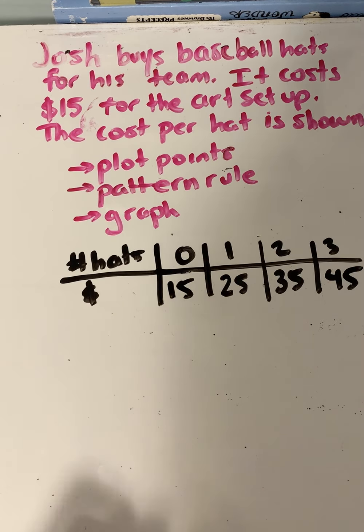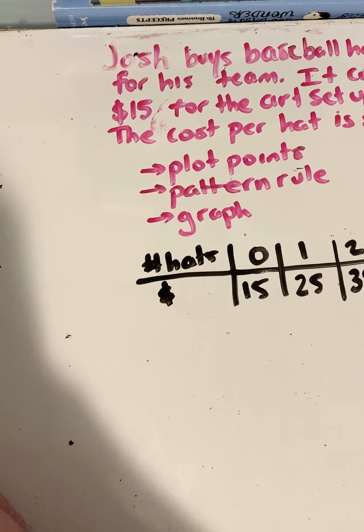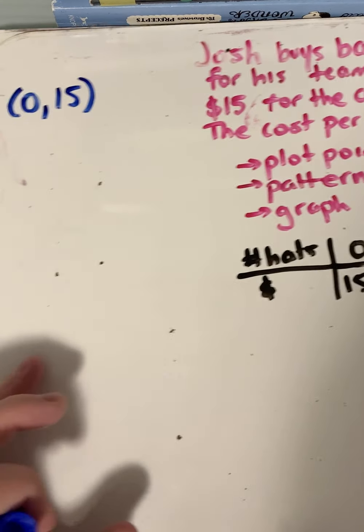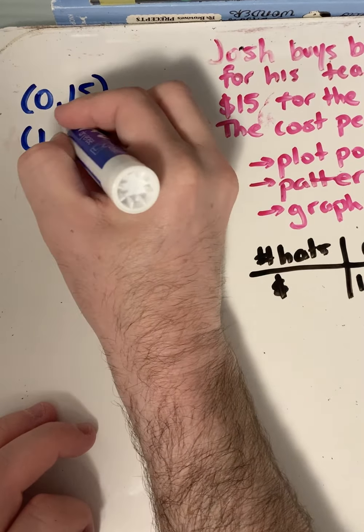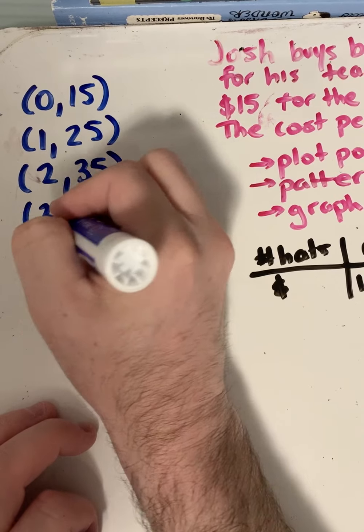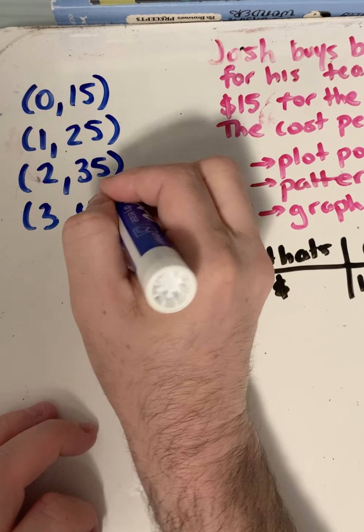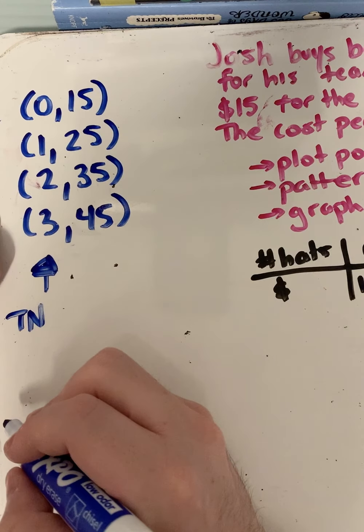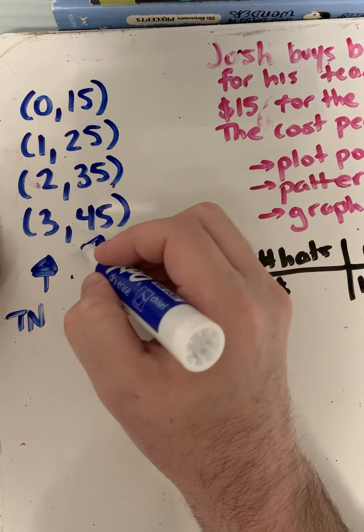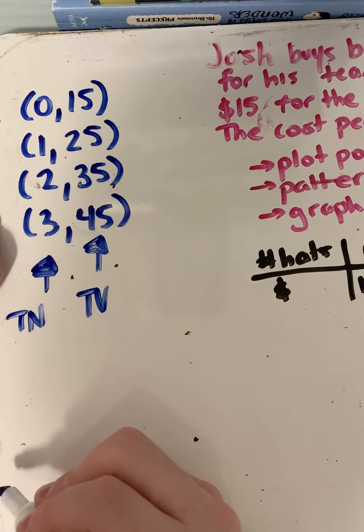So plot point number 1 is 0, 15, which means we're going to be starting from the entrance of the graph. Plot point number 2 is 1 and 25. Number 3 is 2, 35. And number 4 is 3, 45. Again, all I want you to remember is that the first number in the plot point is the term number, and the second number is always the term value, so whatever it is.